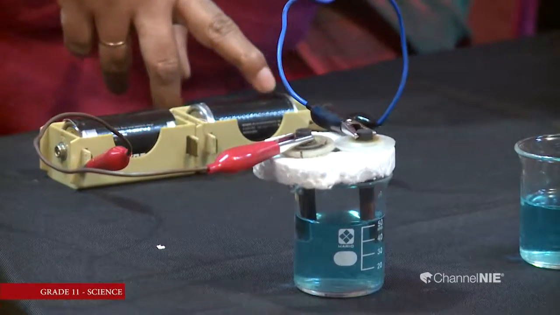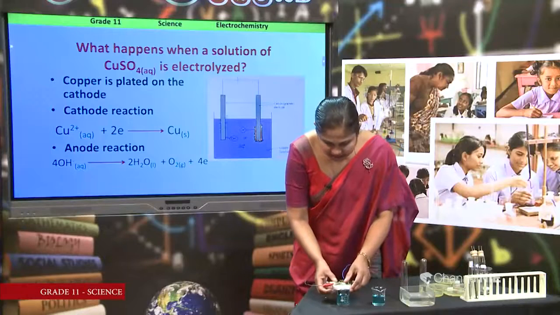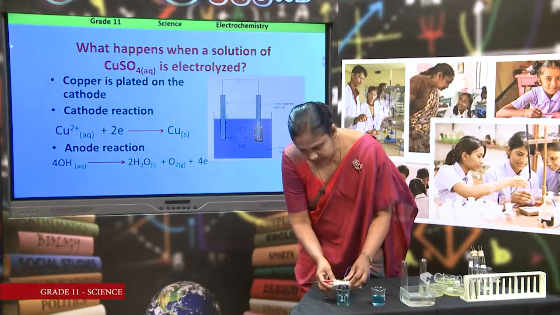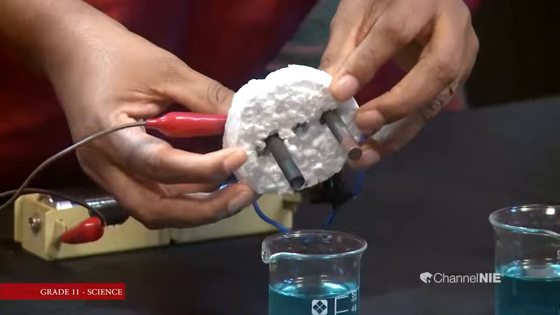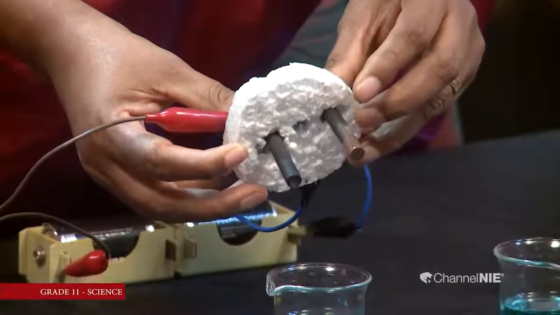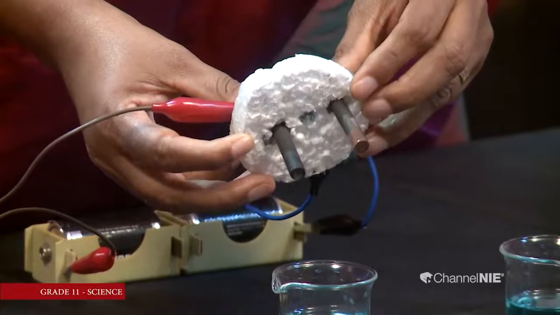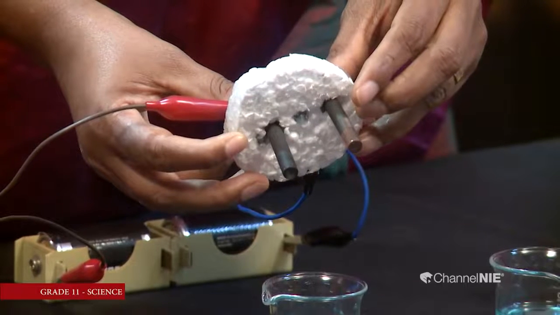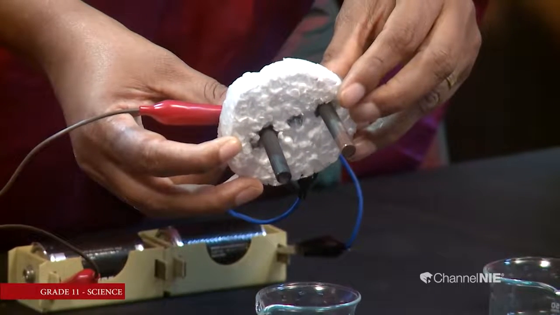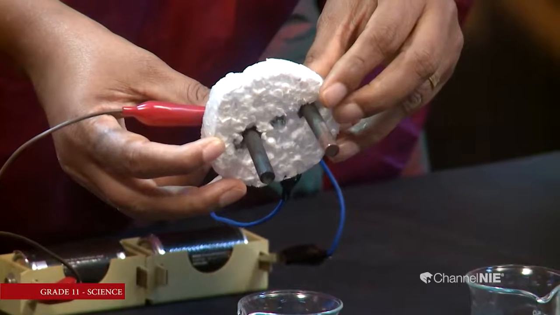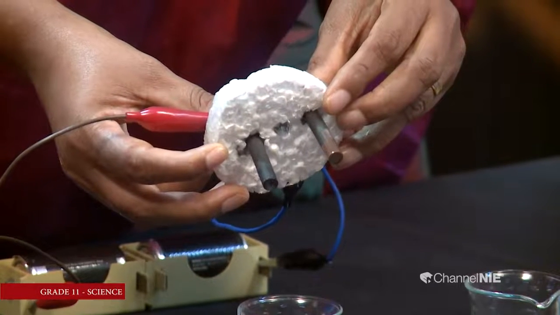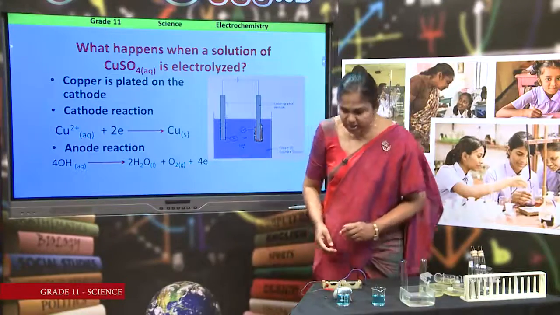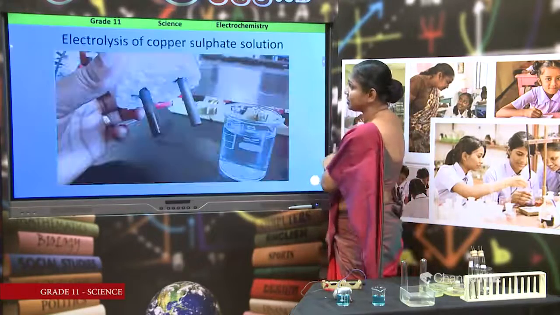Okay, children, right. Now we'll see what has happened after a few minutes. Here can you see, children, what has happened? This particular carbon rod cathode has turned reddish brown copper color. This is due to the formation of copper metal here at the cathode. Okay, right. Let me show you a close-up video of this particular activity.